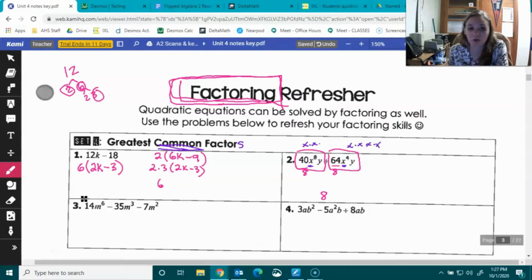So how many do they have in common? They would have 4 in common, because this one has 4, and this one has more than 4. So you always take out your lowest number. So we would take out x to the 4th.